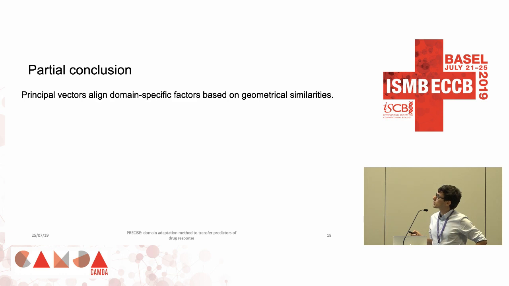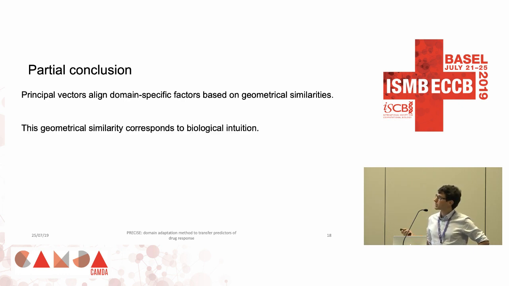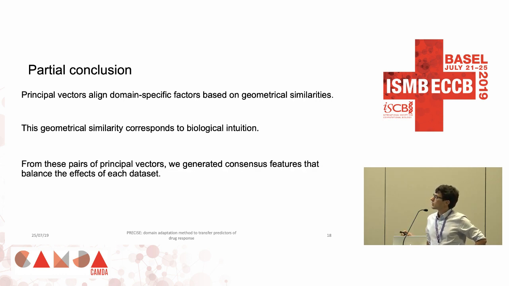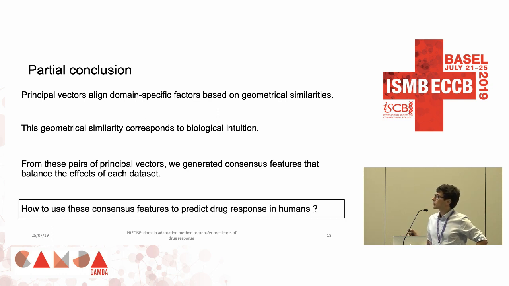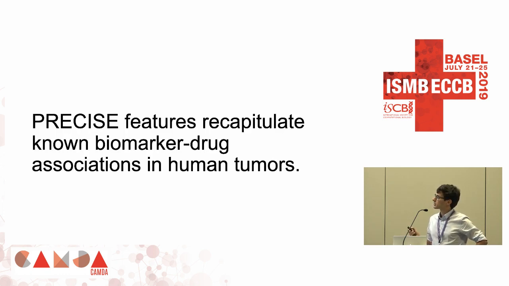So we show here that the principal vectors align the domain-specific factors based on the geometrical similarity. We show that this geometrical similarity corresponds to some biological intuitions. We generated, based on each of these principal vector pairs, consensus features that balance the effect between each dataset. And now we want to use these consensus features to predict the drug response in humans. So this is why we developed Precise for this purpose.